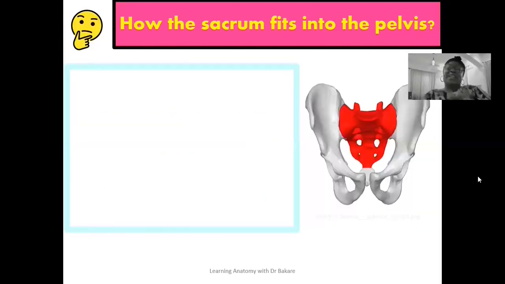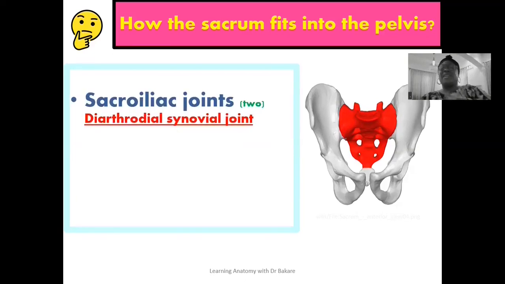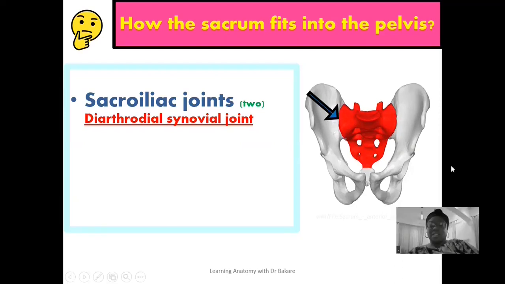So let's drive further to see how the sacrum fits into the pelvic bone. This is where we have the pelvic bone. And of course, in the posterior part is where we have the sacrum. The sacrum is able to fit into the pelvic bone through the sacroiliac joint. This is where we have the sacroiliac joint here, arrowed at this point. We have two. We have one on this side and we have the other one on the other side.